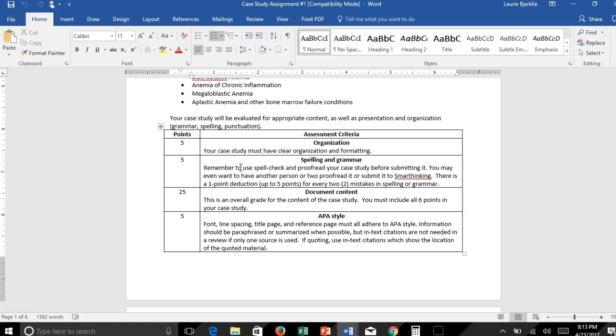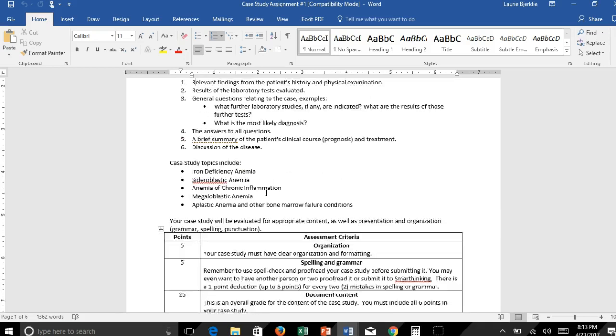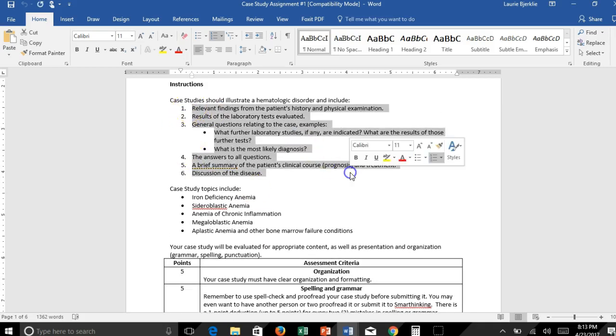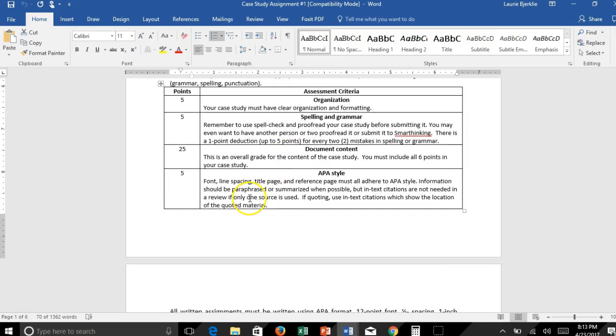I often read my papers out loud because that's when I catch my spelling mistakes. But otherwise, have somebody else read it. If you're a horrible speller, have someone else read it for you. 25 points is document content, meaning, did you meet all of this right here? Did you get everything? That's 25 points right there, all of that. So the main amount of points is from that.